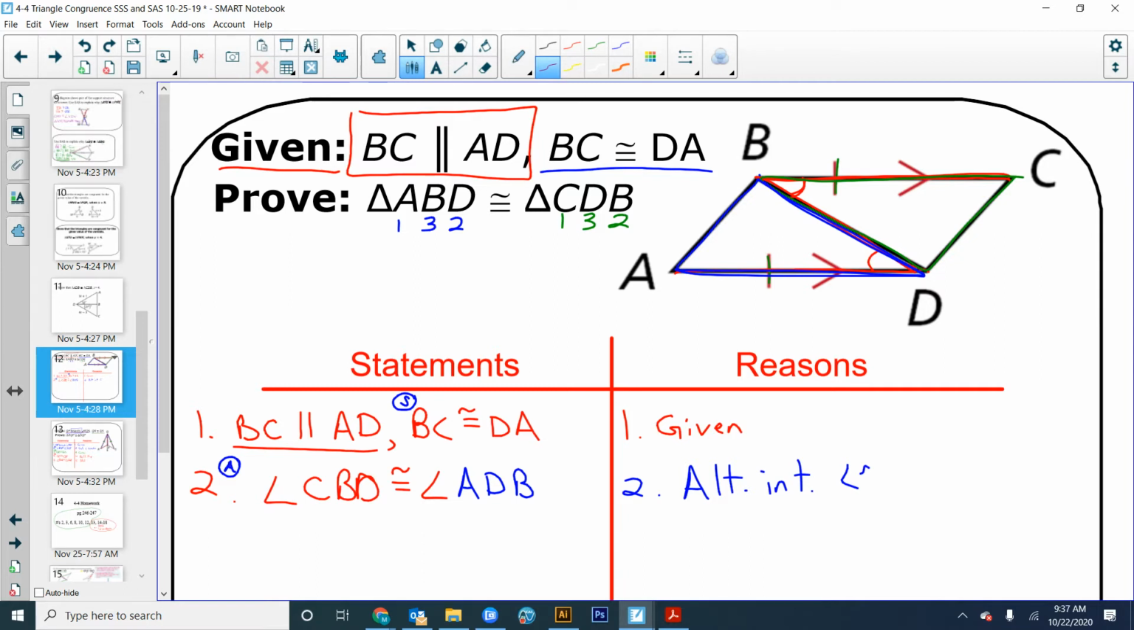All right, Grace, are you brave enough to name our reflexive side? BD and DB. Perfect. BD congruent to DB, and our reason is the reflexive property. I'm going to label it with 2 tick marks.